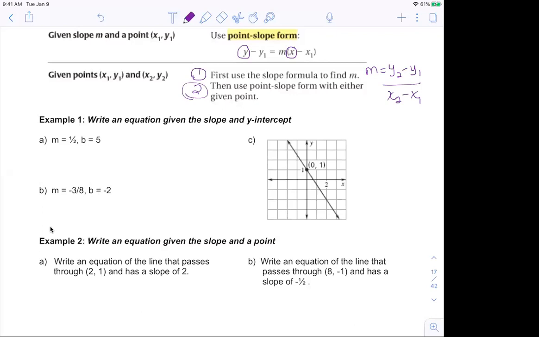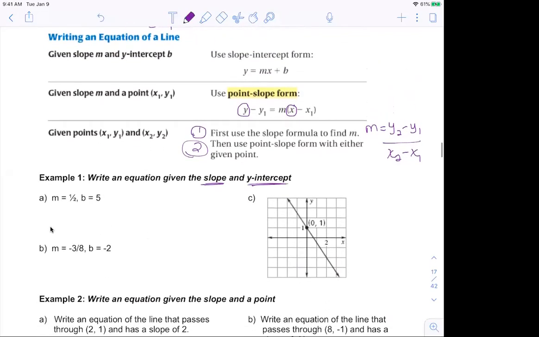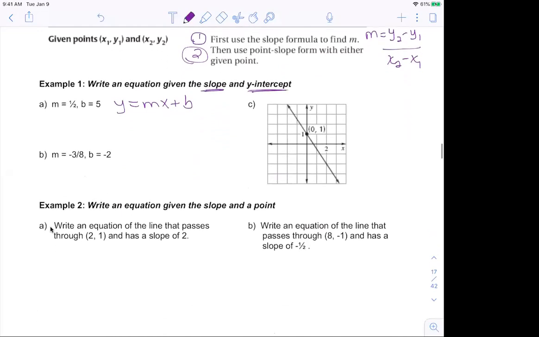So the first example says write an equation when you're given the slope and the y-intercept. So if I look at my little chart, I have 3 options, and that's option number 1. I'm given the slope and the y-intercept. So if I have a slope and I have a y-intercept, it's saying we might as well just use y equals mx plus b because we don't have to calculate anything. I have all the information I need. So can somebody write an equation when the slope is 1/2 and the b value is 5? What would that equation look like?